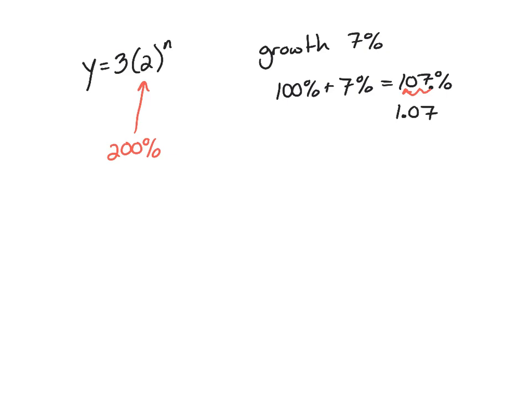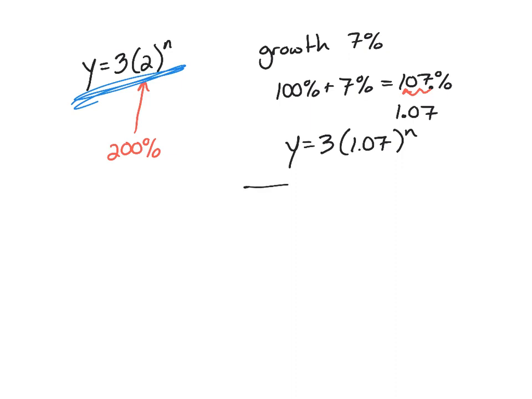If I use my example from over here, where I start with 3, if I made an equation out of that, it'd be y equals, I start with 3, it grows at 7%, so I'd get 3 times 1.07 to the nth power. Okay, so that's 7% growth.